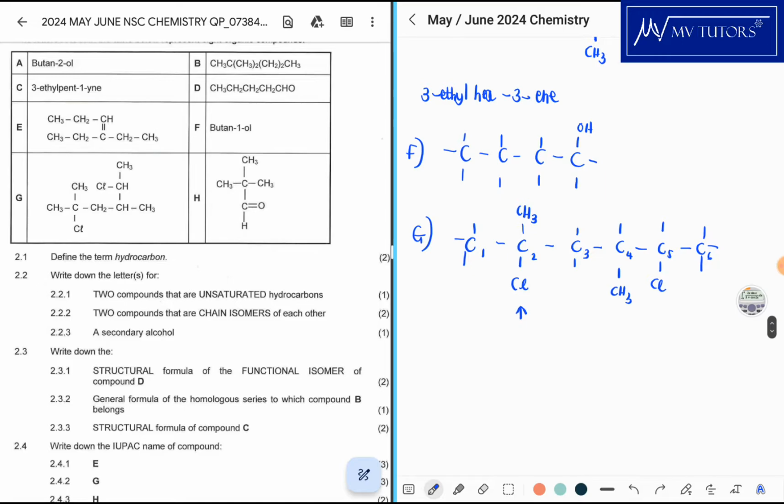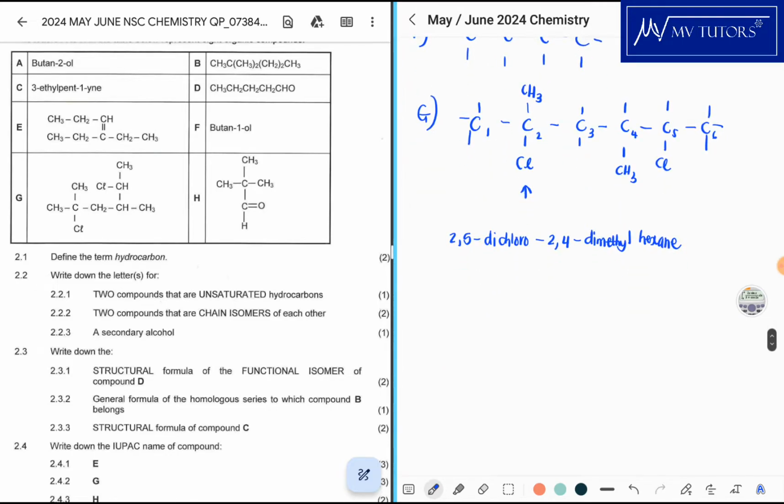So what would I name this compound? Okay, looking at it, I have chlorines and I have methyl groups. The one that will come first is chlorine. So in that case, I will go for 2,5-dichloro. And then also 2,4-dimethyl. And the longest chain is hexane actually. This is a pentane. This is an alkane group. Okay.